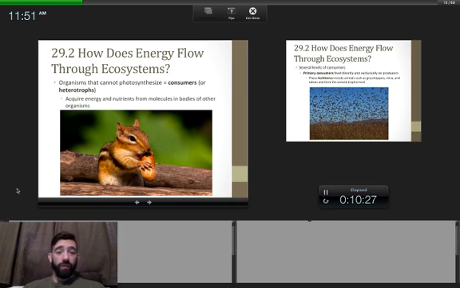All of the other trophic levels are consumers or heterotrophs, right? So hetero meaning different, troph meaning feed, so they have to eat something else. And there are actually different levels of consumers, as we'll see in a second, but all of them acquire energy and nutrients from molecules in bodies of other organisms. So here's our adorable chipmunk picture.